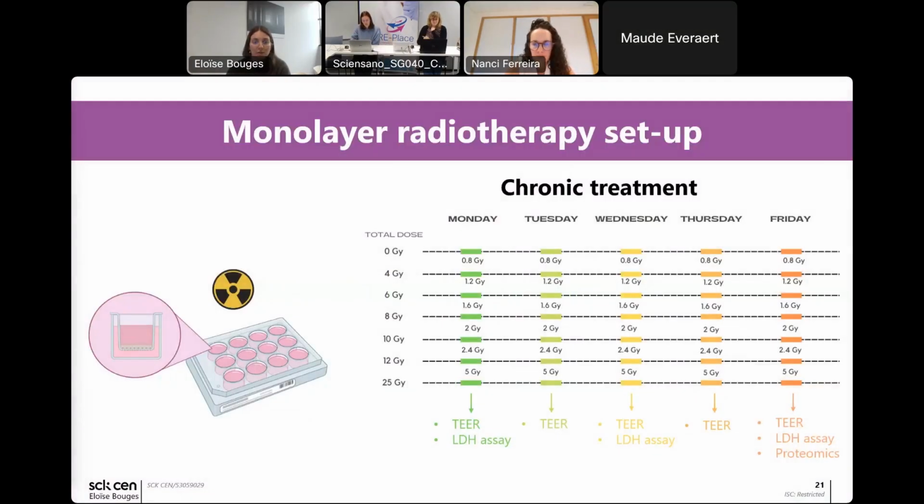I will now move on to the radiotherapy setup part with first an idea of what the setup looks like. So as I mentioned before, we are working with the chronic treatment. So we're doing 5 different irradiations on 5 consecutive days. So here are the doses that we've tried so far.